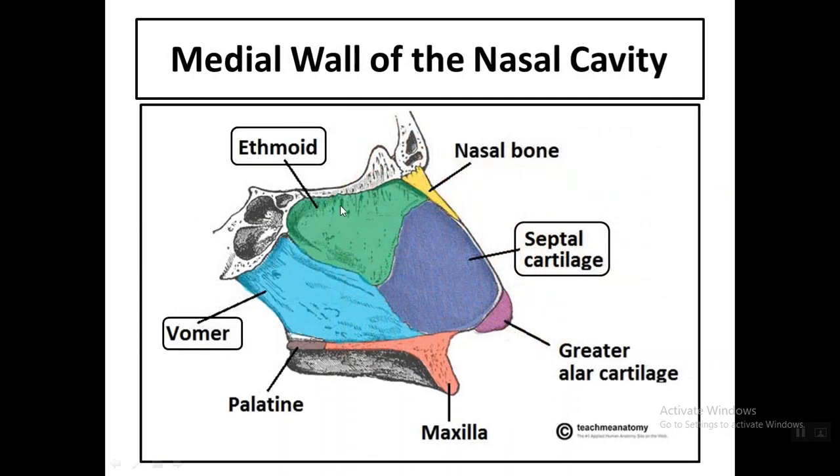The medial wall of the nasal cavity, as we said, is formed by cartilage and bone. So we have the perpendicular or vertical plate of ethmoid, completed by the vomer and anteriorly by the septal cartilage.